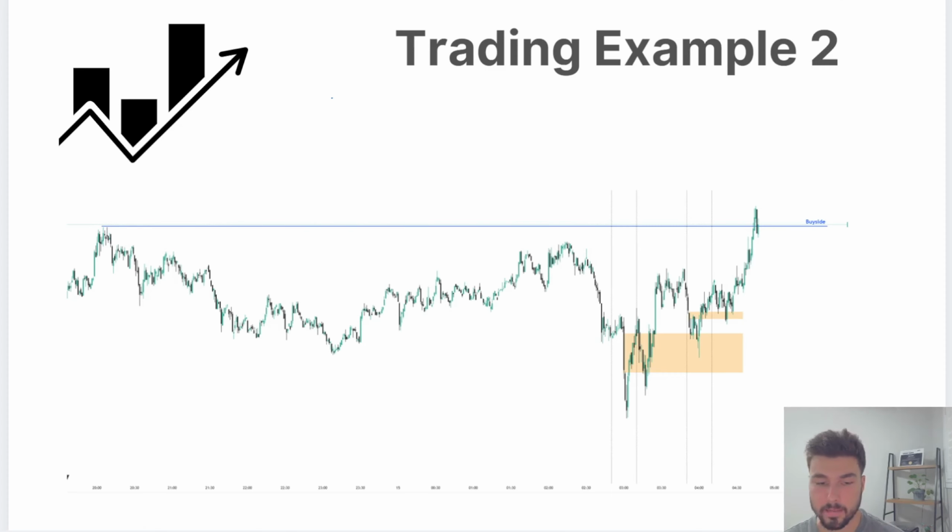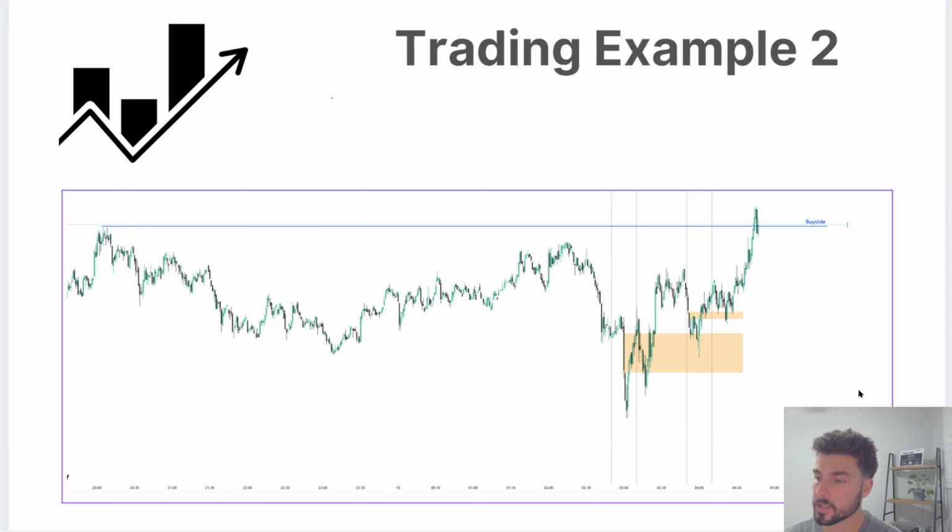Now let's have a look here at example number 2, and this is from the 15th of January. So have a look at that if you want to backtest this or collect the data for yourself.